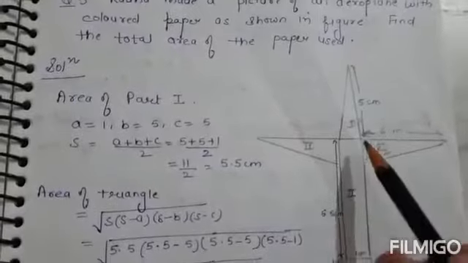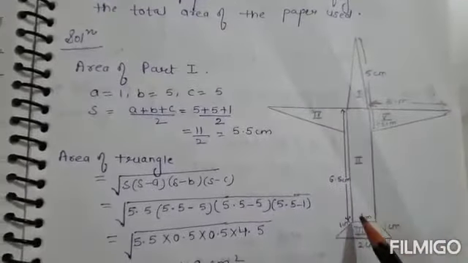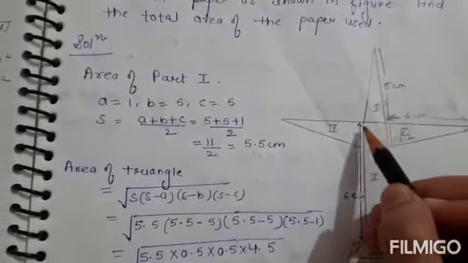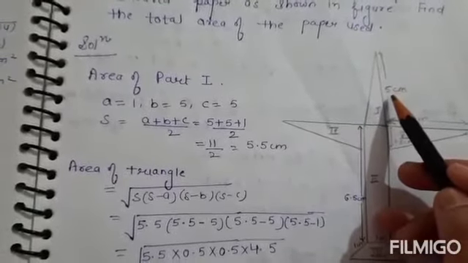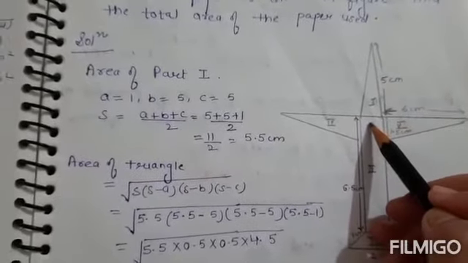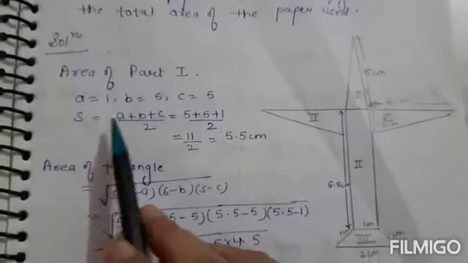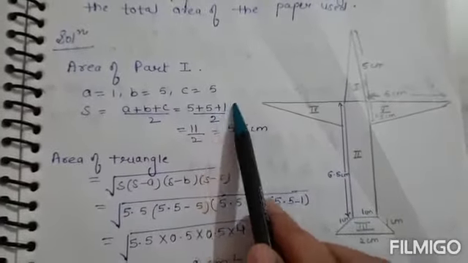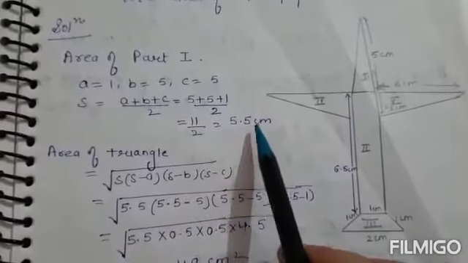Now first, area of part 1. This side is 5. This is also 5. And it is given to be 1 centimeter. So that means this is also equal to 1 centimeter. So in part 1, we know the values of all 3 sides of the triangle: 5 centimeter, 5 centimeter, and 1 centimeter. So we are going to apply Heron's formula for finding its area. S is a plus b plus c by 2. This is 5 plus 5 plus 1 by 2, which is further equal to 11 by 2, that is 5.5 centimeter.